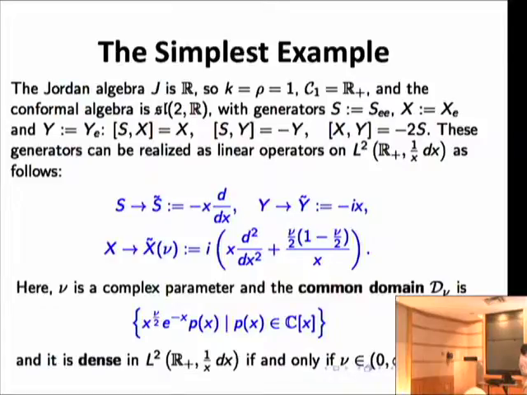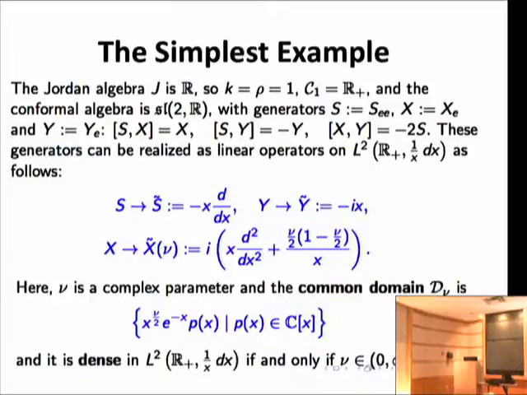Now, these generators will be geometrically realized as linear operators on this Hilbert space. As we know, this differential operator cannot act on all of it, so we have to choose a domain of definition. Because I say this commutation relation should be closed, there must be a common domain of definition, and this domain has to be dense. So we can choose one like this.